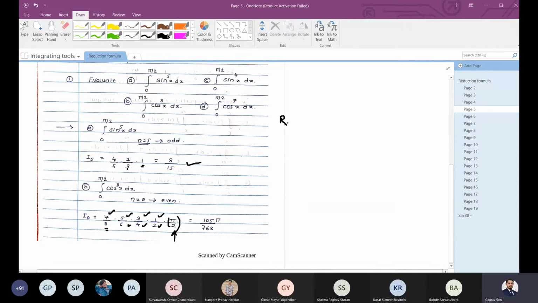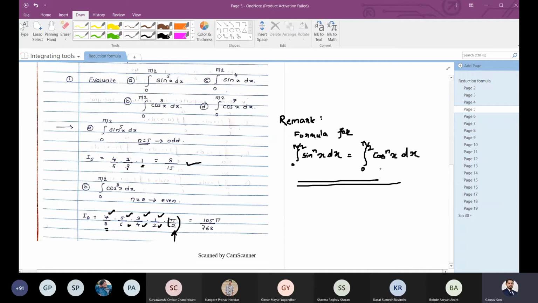So I will write down the remark here. Formula for integral 0 to pi by 2 sine raised to n x dx is equal to integral 0 to pi by 2 cos raised to n of x dx. The formulas are same. Technique is same.